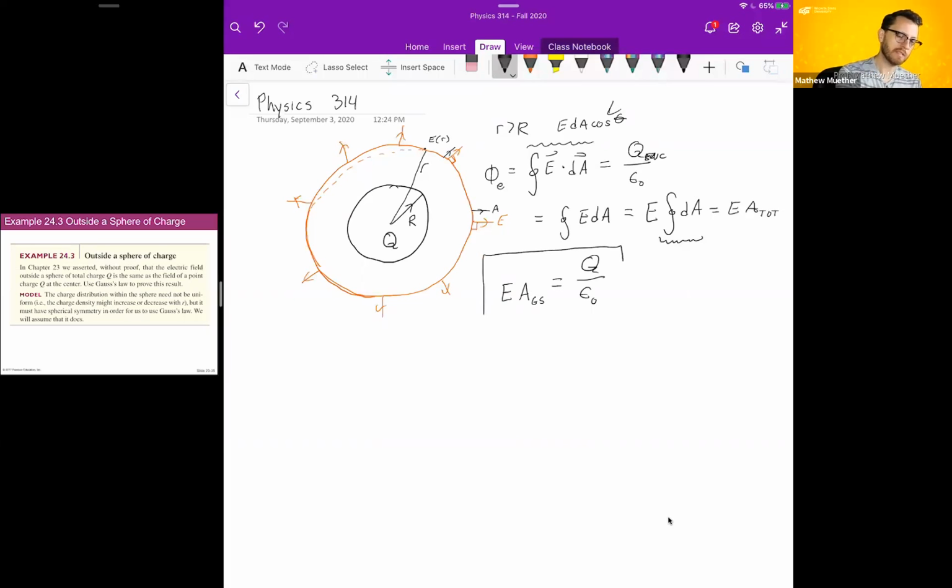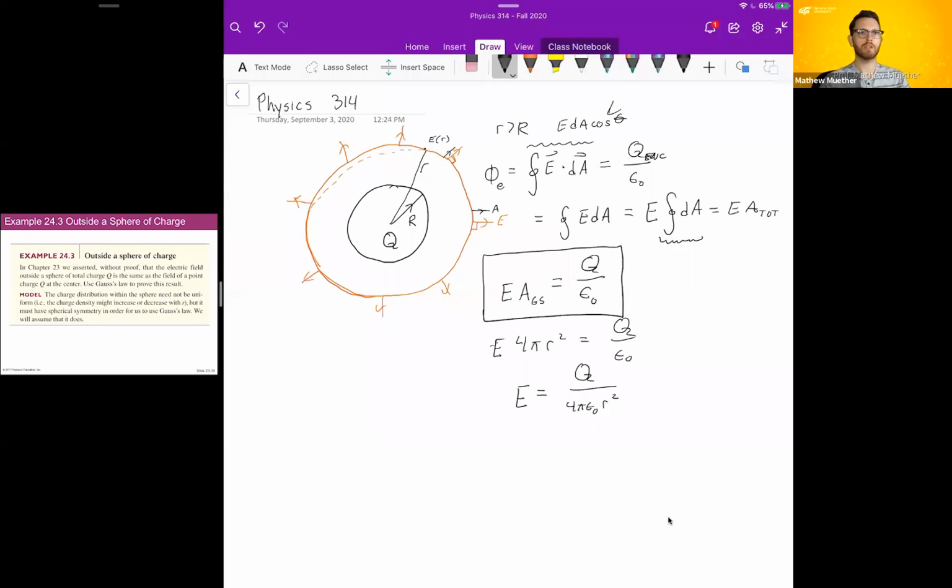So by using symmetry, we end up with a really compact form for Gauss's law, and that surface integral is basically trivial. It ends up just being the electric field times the total area over that surface. And we know what that area is now: it's just the area of that Gaussian sphere. It's going to be E times 4 pi little r squared equals Q over epsilon naught. And now I can solve this expression for the electric field. It just says that the electric field is equal to Q over 4 pi epsilon naught r squared.